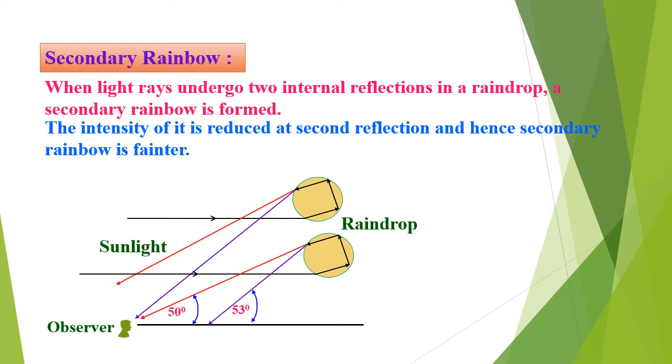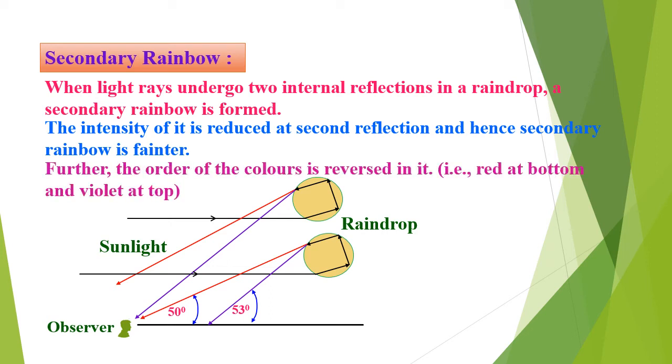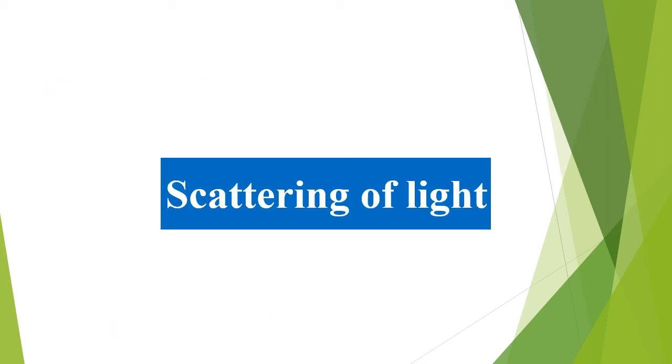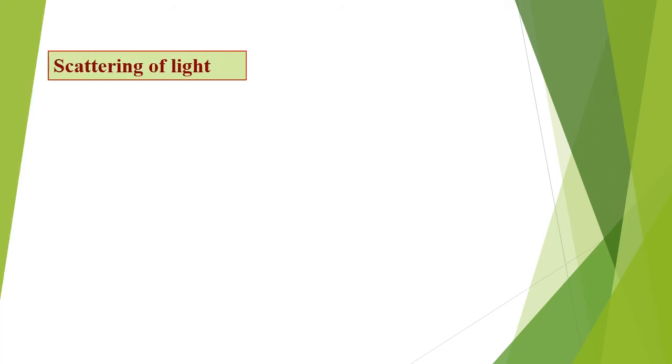Okay, and where it forms: in comparison with the primary, a bit below, because the angles are 40 and 42, which you already learned, and here it is 52 and 53, a bit above. So in angle it is a bit above, and violet is appearing at the top and red is appearing at the bottom, which means in the droplets 2 reflections are taking place, that is internal reflection. Further, the order of the colors is reversed in it, that is red at the bottom and violet at the top.